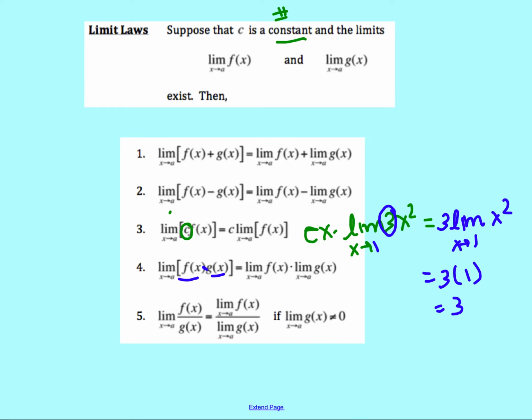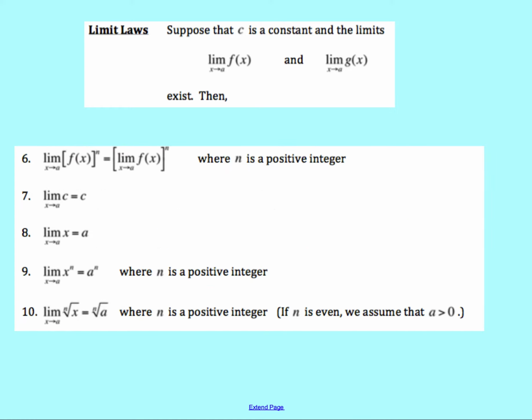We got some more laws here. The next one is if we have a function raised to a power. What we can do is find the limit of the function and then raise it to the power n. n has to be a positive integer. Number 7 is the limit as x approaches a of c. Remember, c is a constant. They're saying it is c.